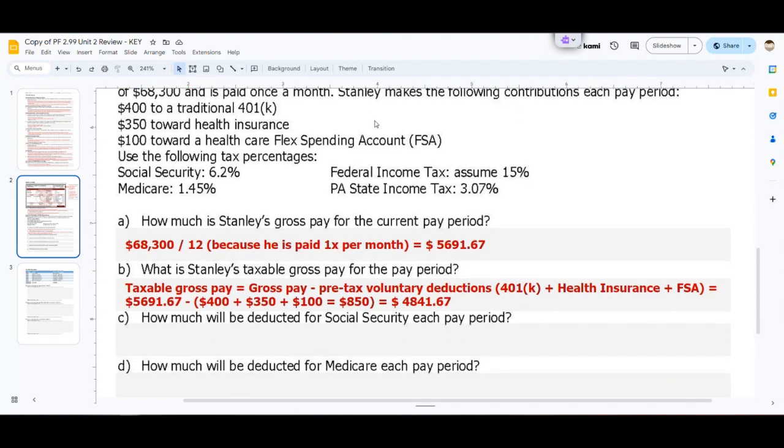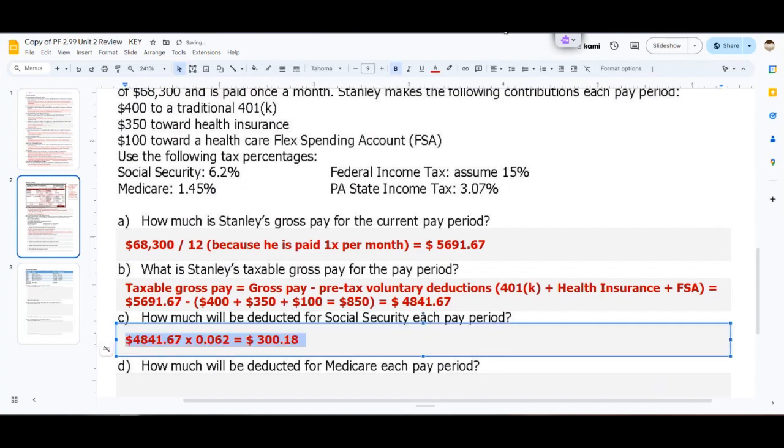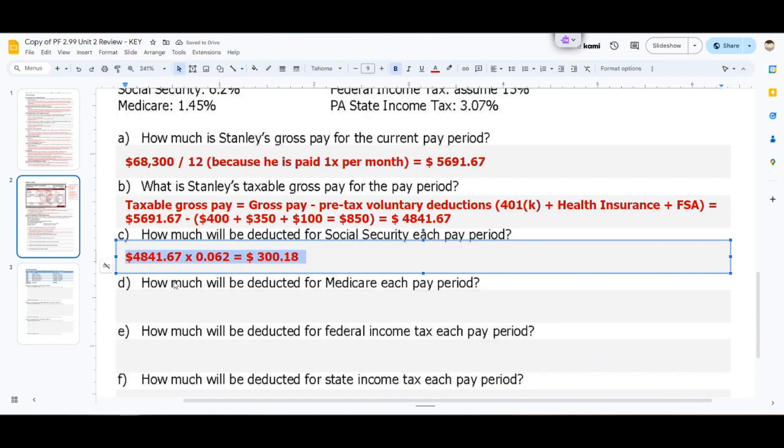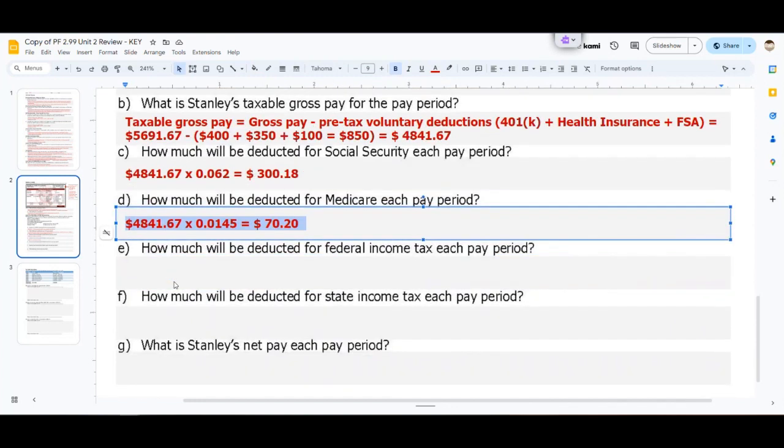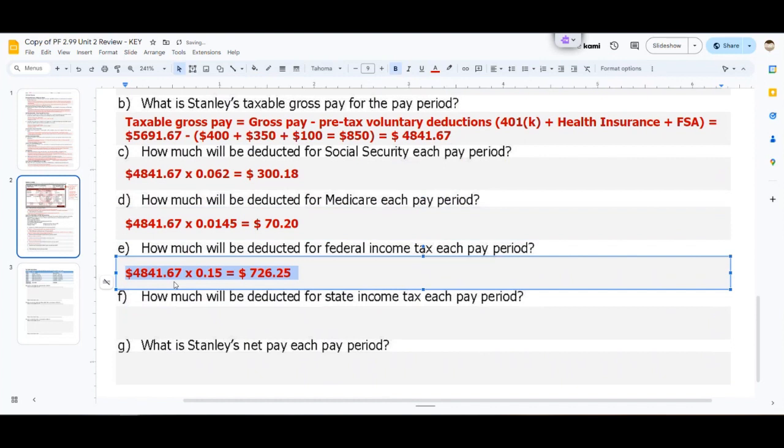Part C will be deducted for Social Security. So now we're taking the taxable pay, which was $4,841.67, times the various tax percentages. For Social Security, 0.062 gets us to $300.18. For Medicare, that amount times 0.0145 gets us to $70.20. For federal income tax, we're going to take his taxable earnings times 0.15, which equals $726.25.